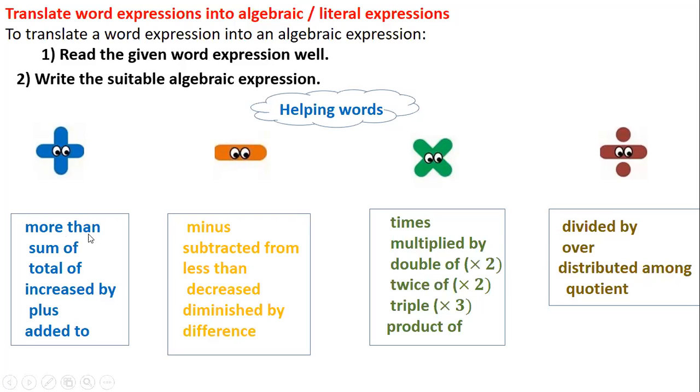So whenever we read the word more than, it means a plus, sum of, it means a plus, etc. Minus, subtracted from, less than, decreased, this means minus. Times, multiplied by. If we are talking about double a number, we multiply this number by 2. Twice a number, we multiply it also by 2. Triple a number, we multiply it by 3. Product of means multiplication. Finally, for division: divided by, over, distributed among, and quotient.